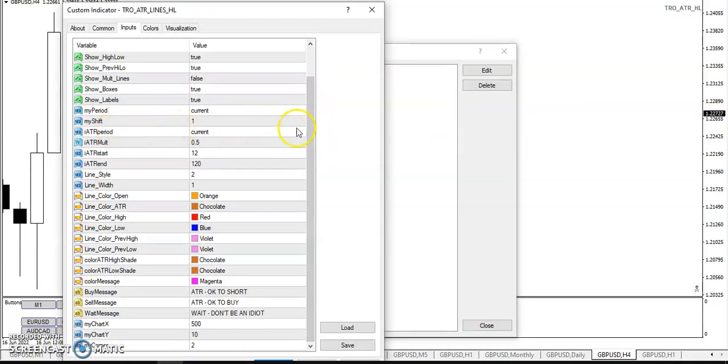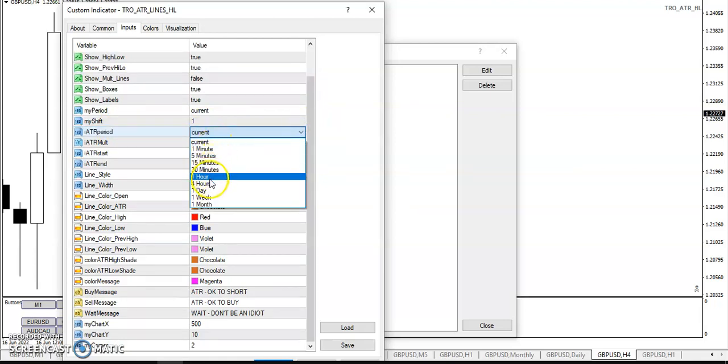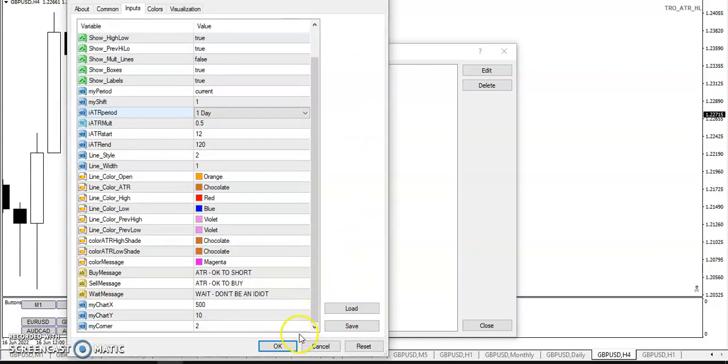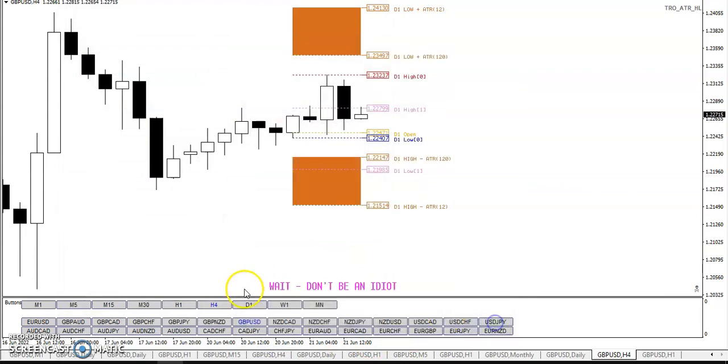What I usually do is I'll set up a daily, so ATR period 1 day. And then this is the target. I'm sure you've probably seen this before. And so what we do is from the current daily high, we'll come down to the ATR. So the minimum was at 120, the max was at 12. And so we're looking to target this area for shorts, this area is for longs.